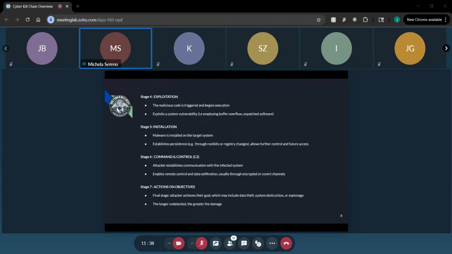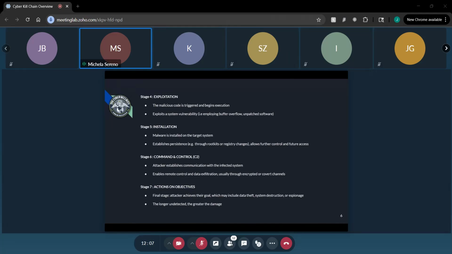Then we have the 4th stage, exploitation. So exploitation is where the malicious code is triggered, often by exploiting a vulnerability like an outdated application or unpatched software. In the installation phase, the malware sets up shop on the target system and often installs mechanisms for persistence, such as registry changes or rootkits.